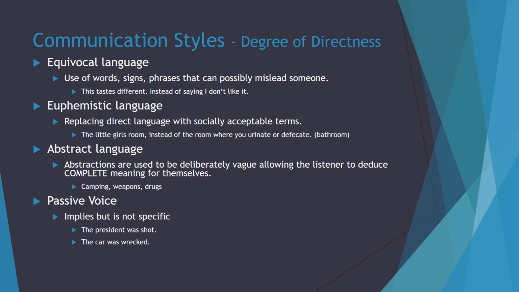The car was wrecked is the other example on the slide. Well, we don't know who wrecked the car, and we don't know what wrecked actually means. Wrecked is kind of an abstract term because is it a fender bender? Was it totally destroyed in whatever kind of crash? We don't know what that means. But in the passive voice, the car was wrecked implies that somebody wrecked the car, but we don't know who wrecked the car. All right.